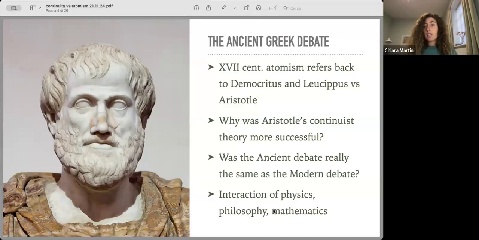Why is it that Aristotle's continuous theory was more successful in ancient Greece, even if we now think that it's completely mistaken? And another question that I think is linked to that is, were they really talking about the same thing? Are we really engaged in the same debate and we just think that Aristotle got it wrong? Or did something change throughout the centuries and maybe we're not really speaking precisely about the same thing?